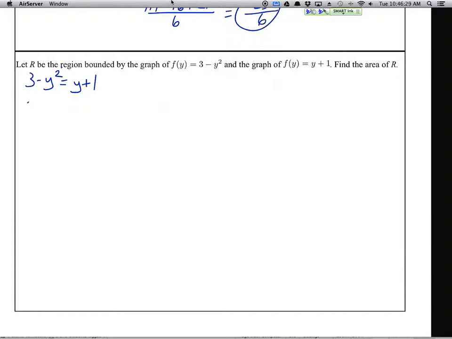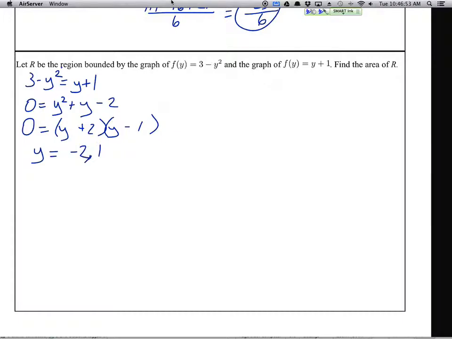Again, it'll be easier to move everything to the right. How's that factor? y plus 2 times y minus 1. So my limits will be negative 2 and 1.